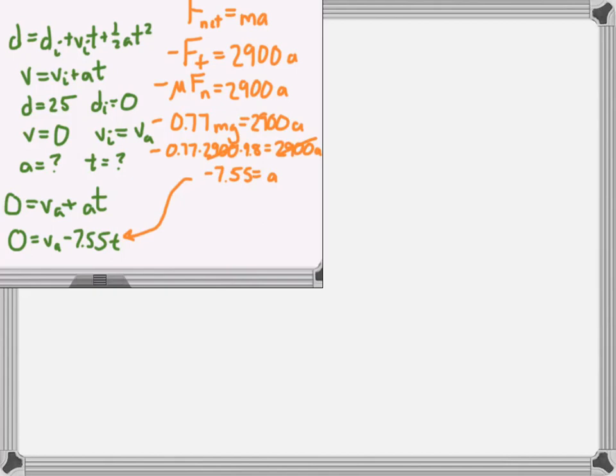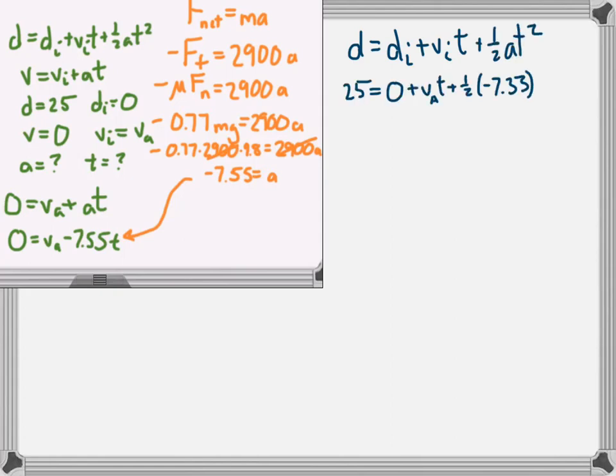So let's bring that information to a new slide since I ran out of room there. And it looks like I'll need to bring the displacement equation in, because I do know how far the two skidded to a stop. So let's see if that gives us our time. In this first step I'm just plugging in what I know. I replace v_i with v sub a, which is the velocity just after the collision happened, replace a with negative 7.55, and replace my distance with 25.